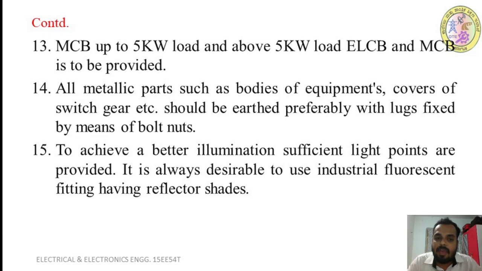Next, MCB is used up to 5 kW of load, and above 5 kW load, along with the MCB we have to use ELCB. ELCB means earth leakage circuit breaker is to be provided.